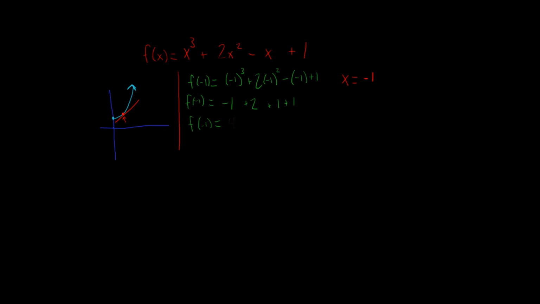Let me change that really quick. There we go. So f of -1 is 3. When x is -1, the y value is going to be 3. Definitely not 4. So what do we do next?